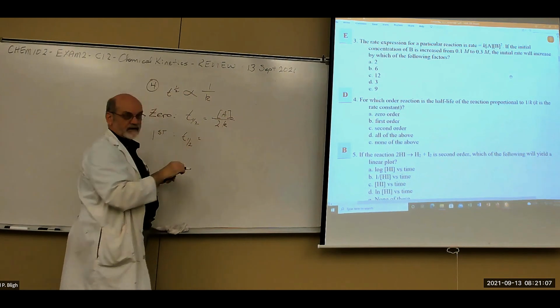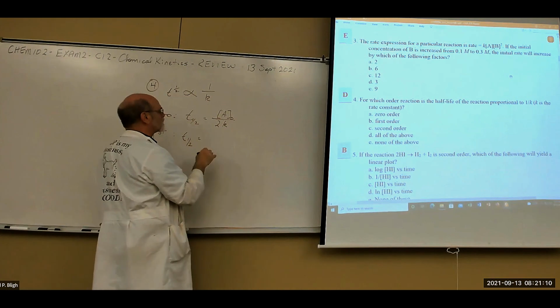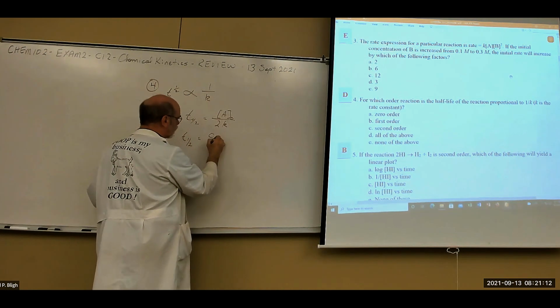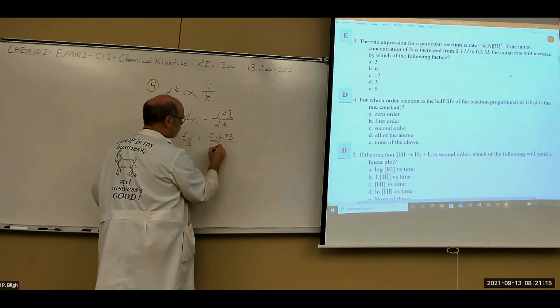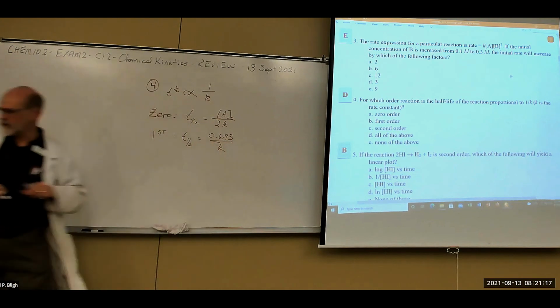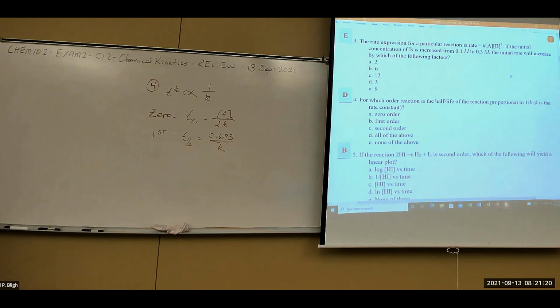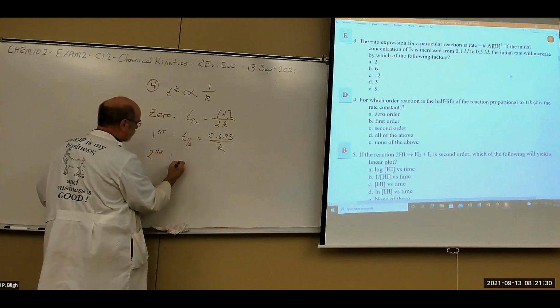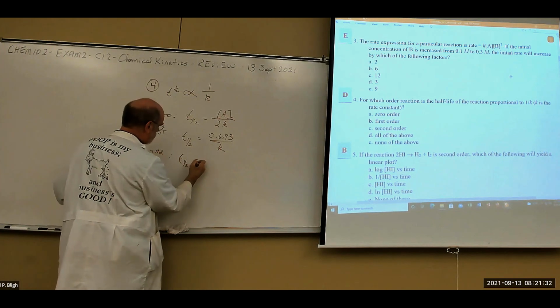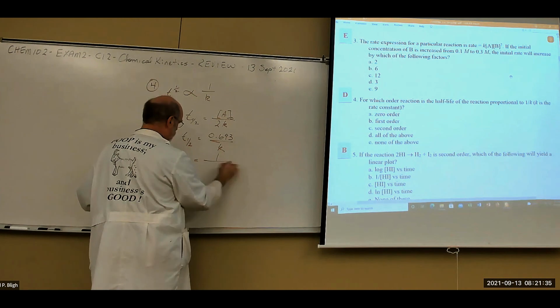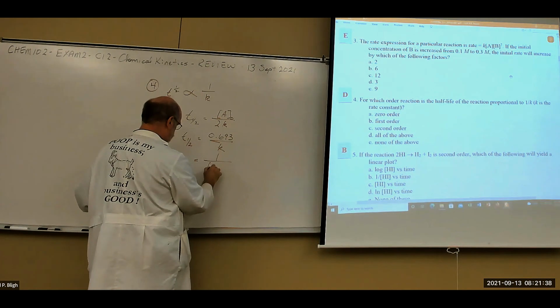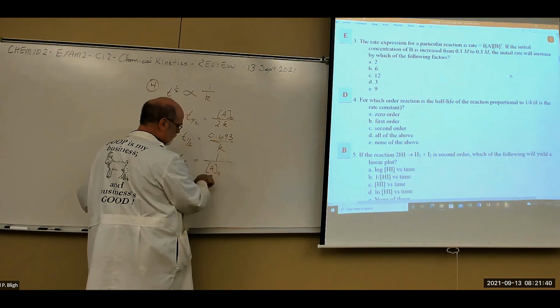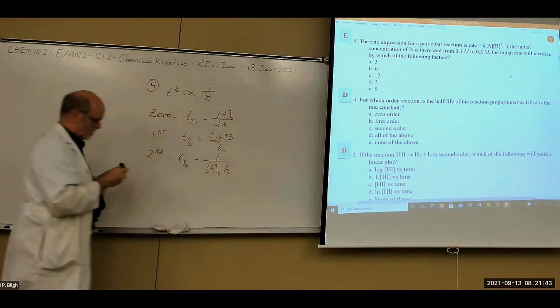Okay. How about first order? That one doesn't depend on the initial concentration, does it? It does depend on K. 0.693 divided by K. I believe that's right. Yep. And then the last one, second order, the half-life is equal to 1 over the initial concentration of A times K.